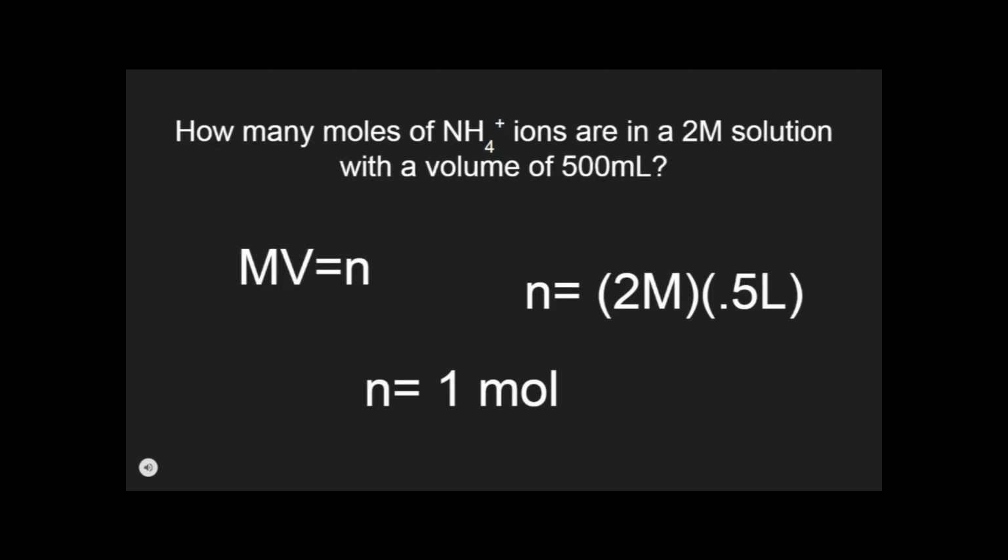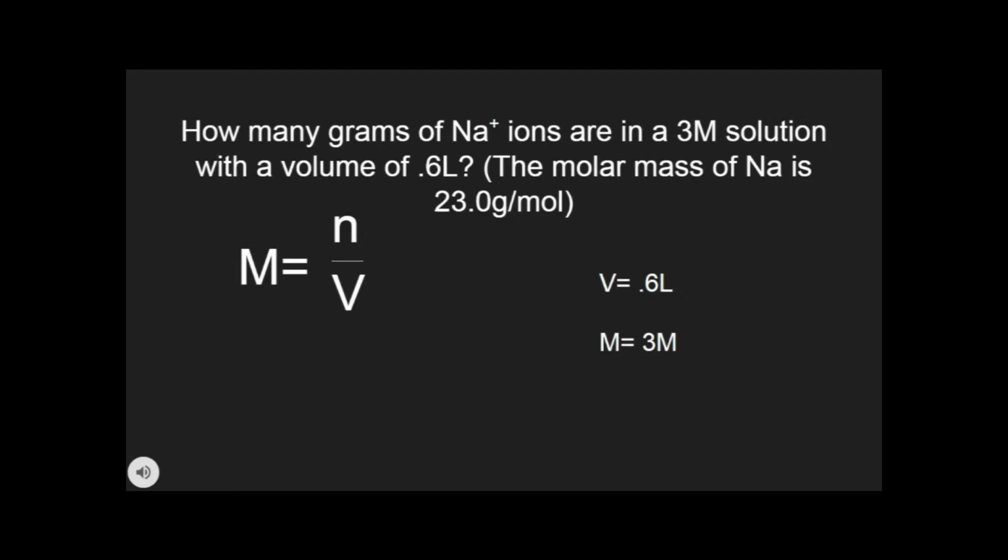If this doesn't make sense, watch this area again before going on to the next question, as we'll expand upon this a little. So now we're going to try this question. How many grams of Na+ ions are in a 3 molar solution with a volume of 0.6 liters? The molar mass of Na is 23.0 grams per mole.